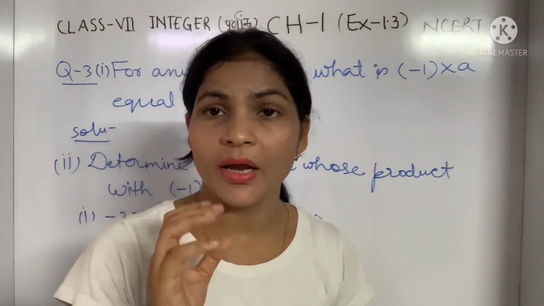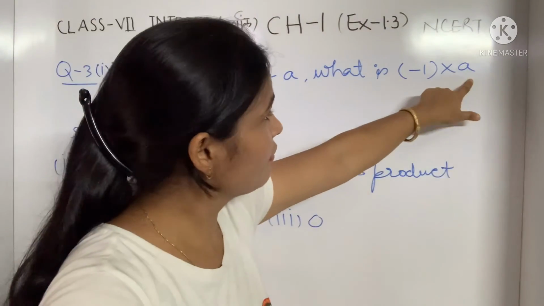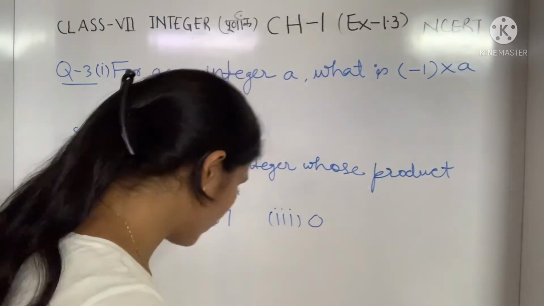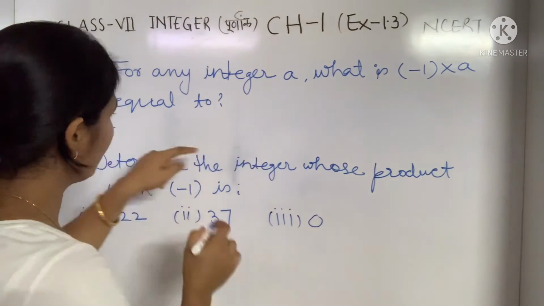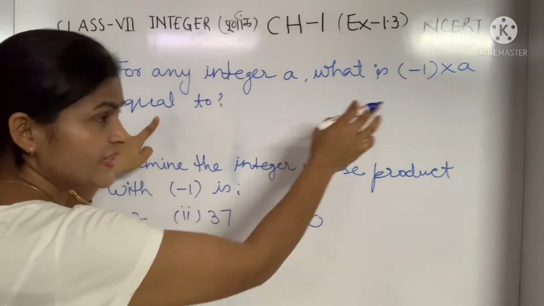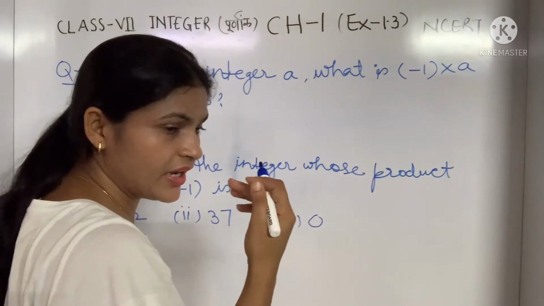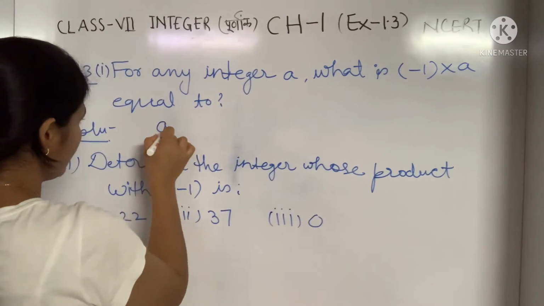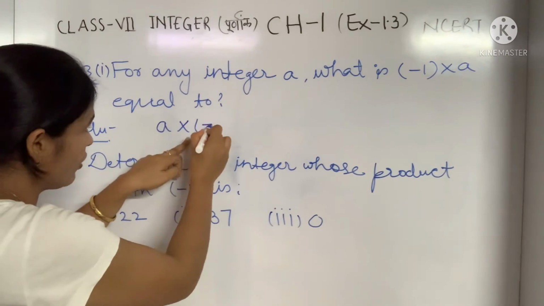That means a is our integer, and we wanted to multiply any integer with which number? Minus of 1. Then what product we will get? He just wants to ask this question. So we start doing this. Minus of 1. A is any integer. I wanted to multiply a which is any integer with number minus of 1. So I wanted to multiply an integer a with a number minus of 1.